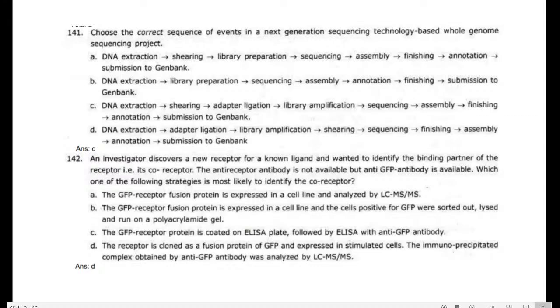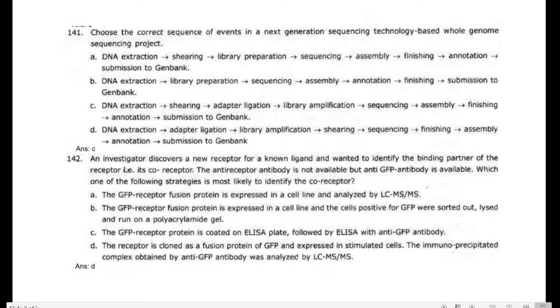Ion torrent proton sequencing is a rare technique. It's not widely used at laboratory scale. Ion torrent sequencing measures the release of H plus ions from the incorporation of nucleotides by the polymerase. While the polymerase attaches nucleotides on the opposite strand, this reaction releases H plus ions. The release of these H plus ions is monitored by the instrument called the ion torrent proton sequencer. These are all about next generation sequencing.